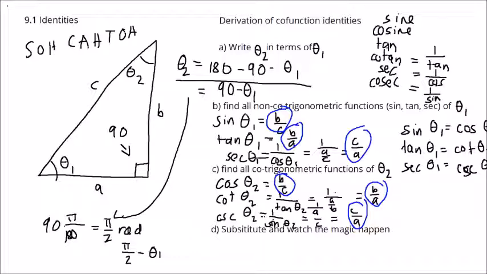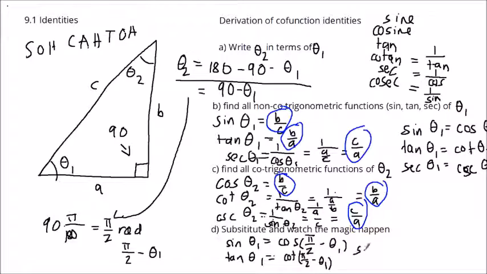Very, very cool identity. You can just figure that out by looking at the results of the trigonometric function exploration. Or you can substitute. Now we're going to substitute this theta 2 for the theta 1. So you'll have sine of theta 1 is equal to cosine of pi over 2, or 90 degrees, minus theta 1. Same thing, tan of theta 1 is equal to cotan of pi over 2 minus theta 1.